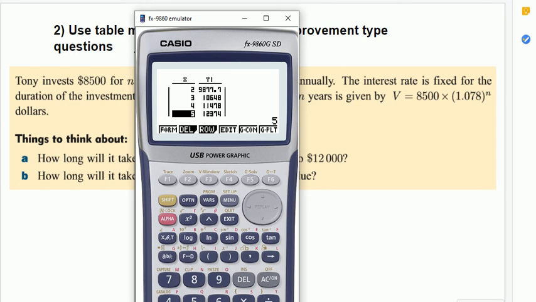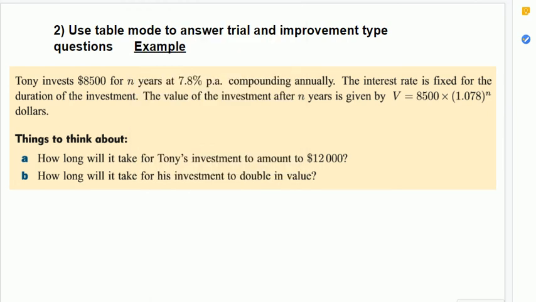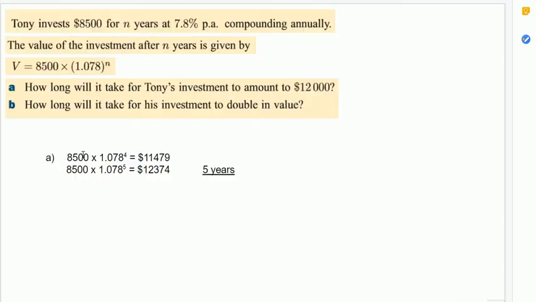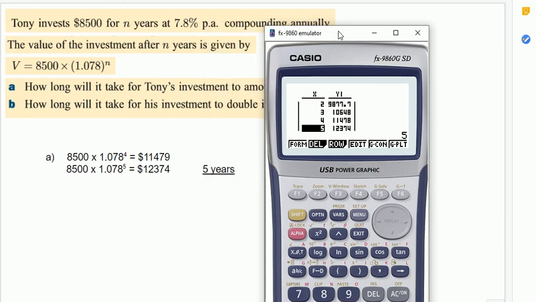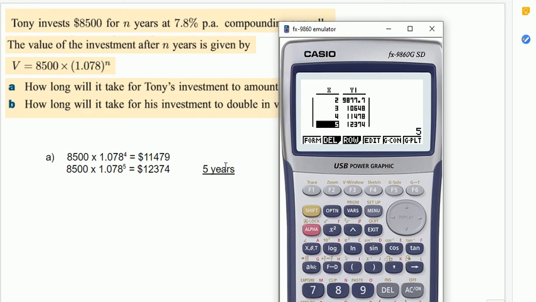I would say the minimum working that guarantees you full marks would be something like this. Let me get the calculator back. Show that after 4 years there's that much in the account. Show that after 5 years there's this much in the account, which goes past your key value of 12,000, and then mark the answer 5 years.